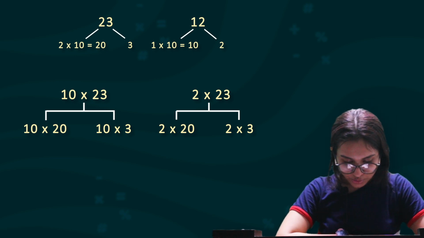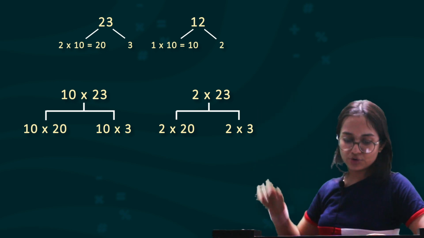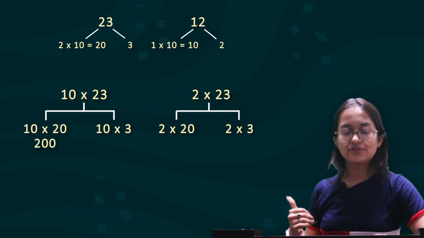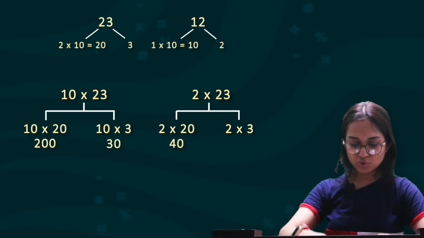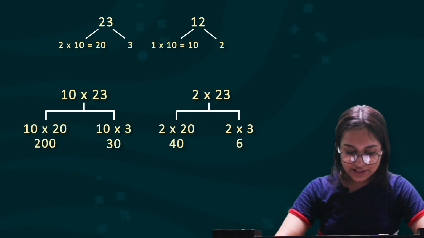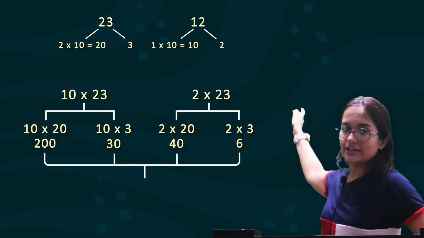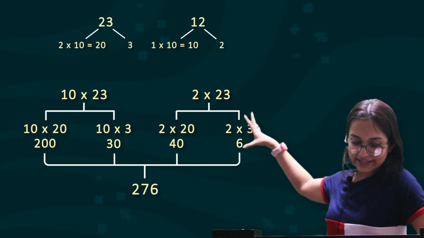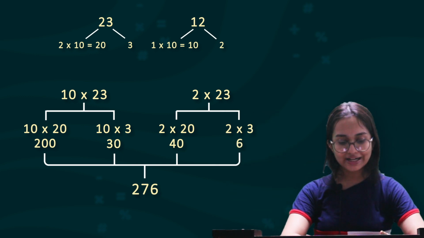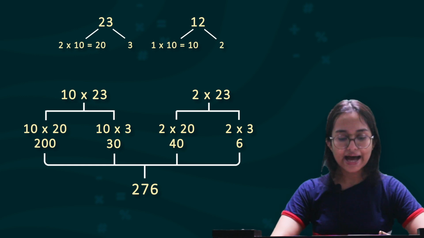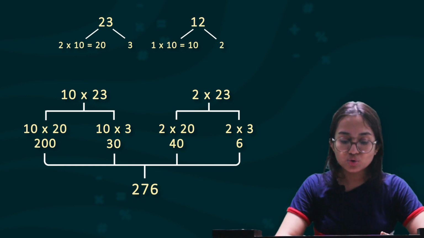So the answers you will get: 20 into 10 will give you 200, 3 into 10 will give you 30, while 2 into 20 will give you 40, and 3 into 2 will give you 6. So we need to add 230, 40 and 6. So 276 will be the final answer. This is how you can calculate large numbers as well. And there are many more questions which you need to practice.